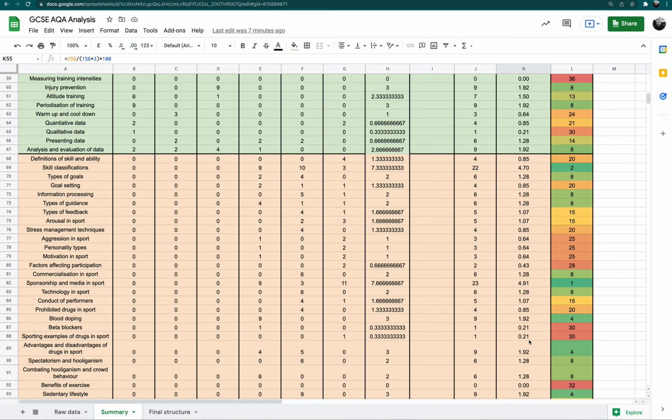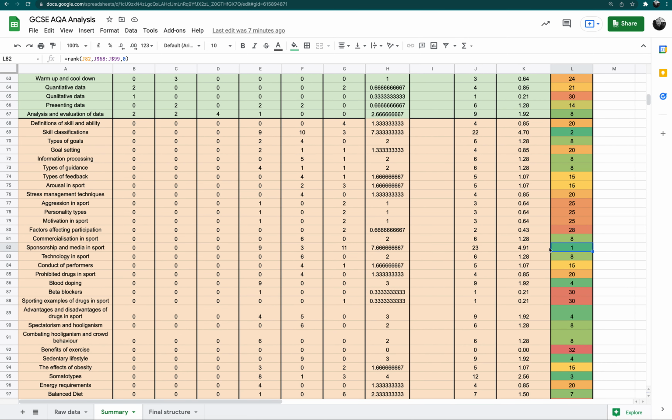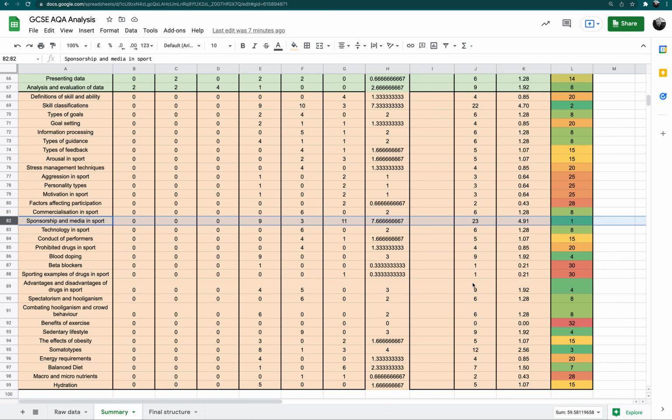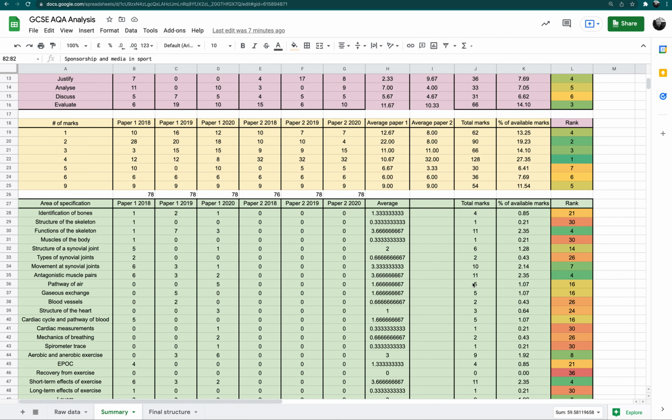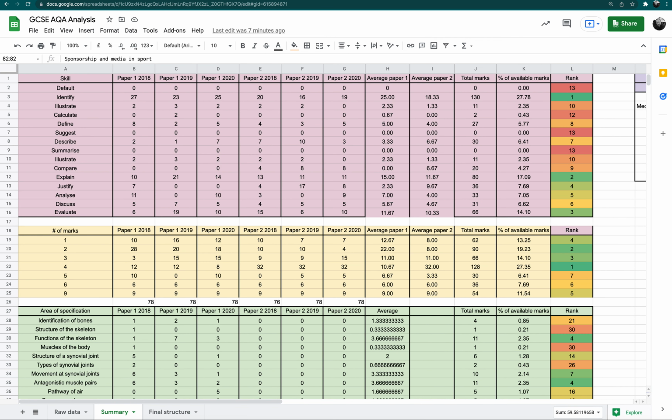And of course we can look at the same for paper 2. In this case, sponsorship and media in sport is the most commonly assessed topic. We can also look at whether something is due or not. I don't find that particularly useful, but that's there too. So I thought people might appreciate that, and I'd be interested in your comments.